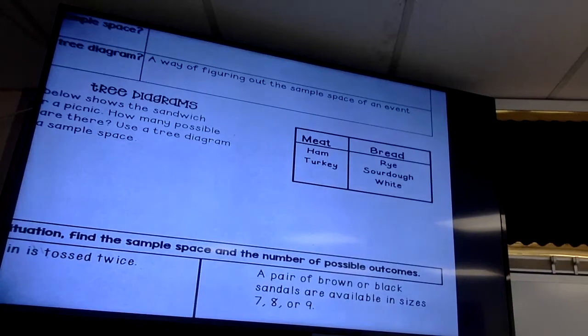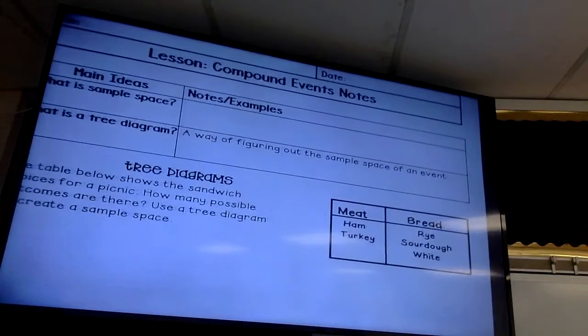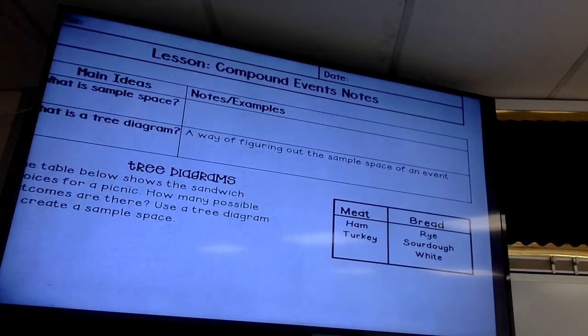All right, these are the notes for compound events. So we've been talking a lot about very basic probability. We've been talking about experimental probability and theoretical probability, and that's the probability of one event. Now, compound events are two events.